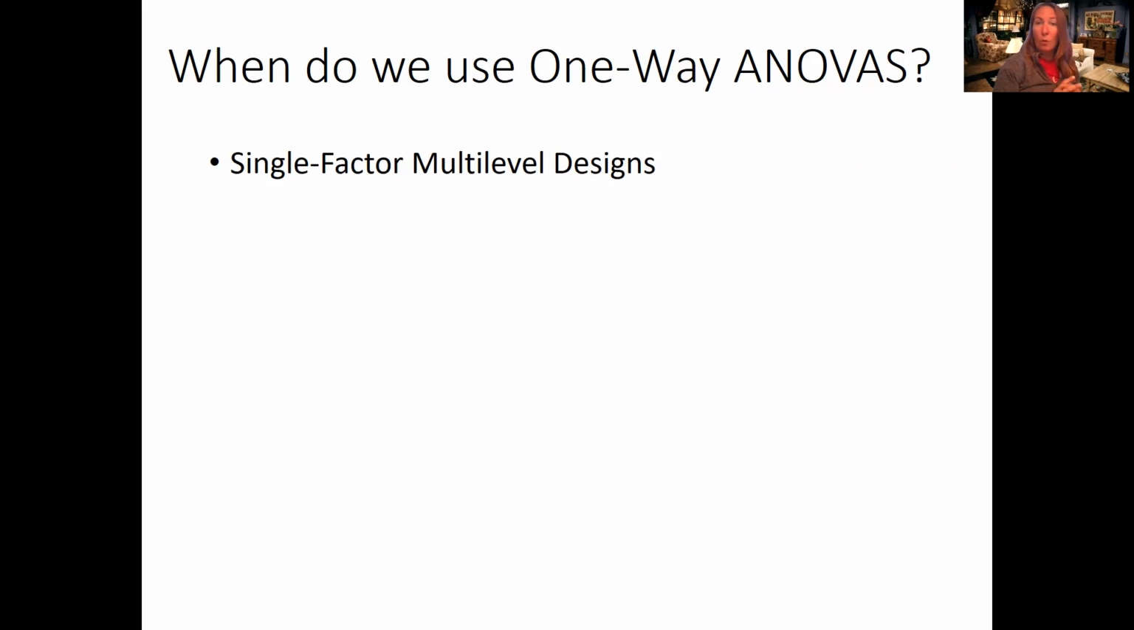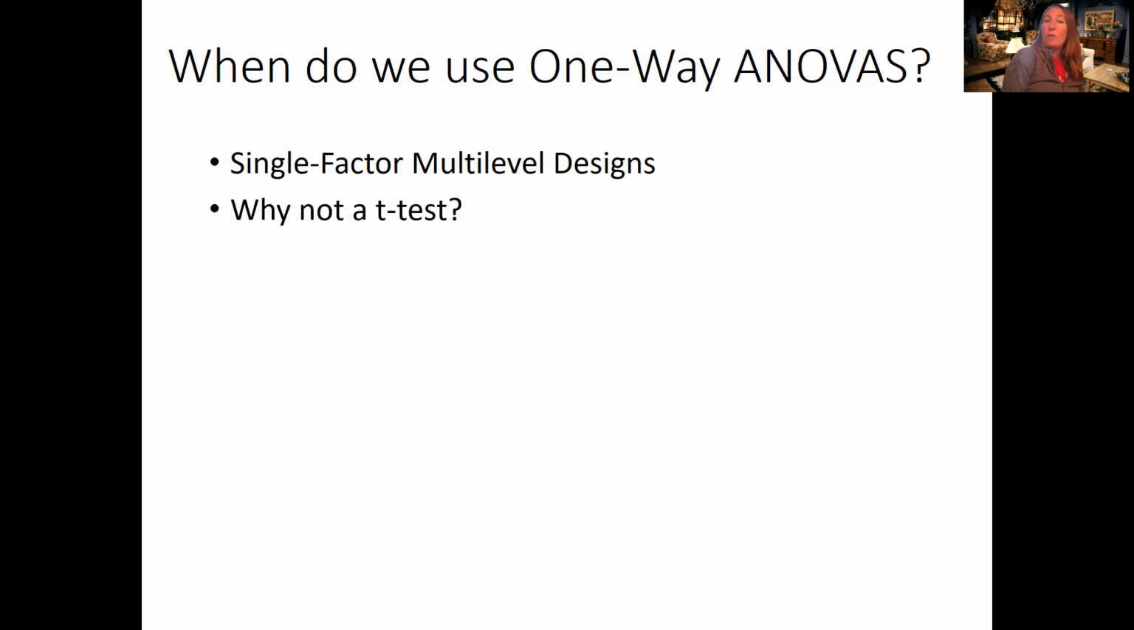For now, I just want to talk about when we use a one-way ANOVA, and why we use a one-way ANOVA. It's called one-way because we're dealing with one independent variable, one factor. When we get into factorial designs and start talking about two-way ANOVAs and three-way ANOVAs, that means we have two factors, three factors, that sort of thing. So this is a one-way because we only have one factor. We're doing this when we have single-factor, multi-level designs.